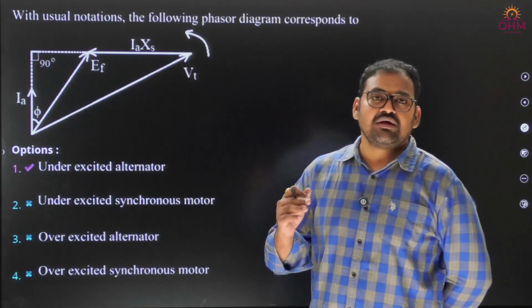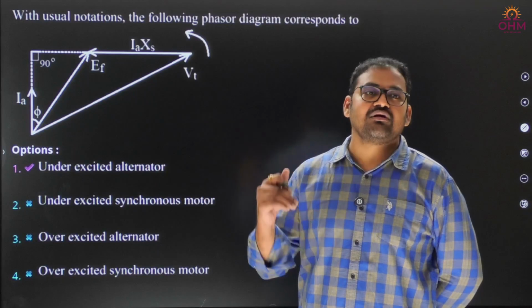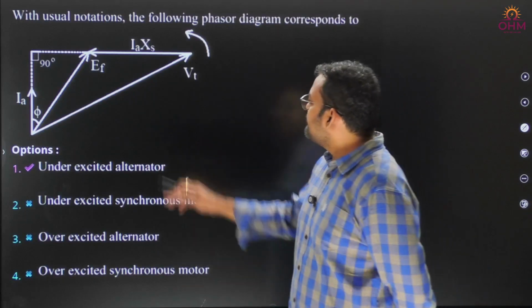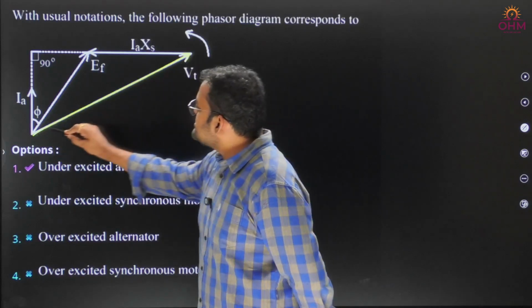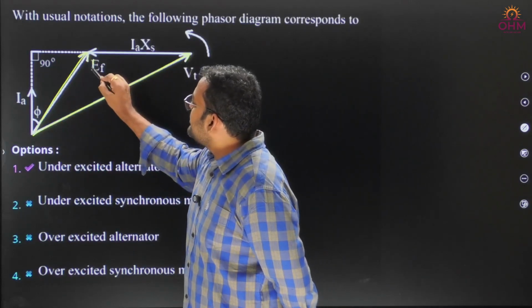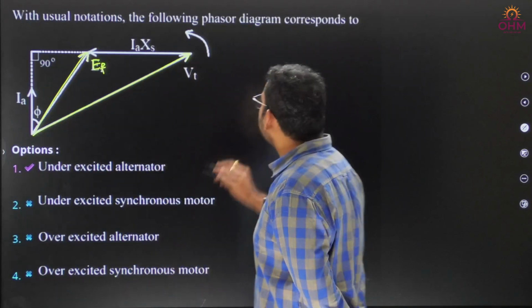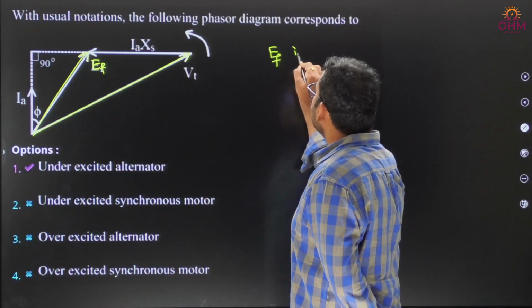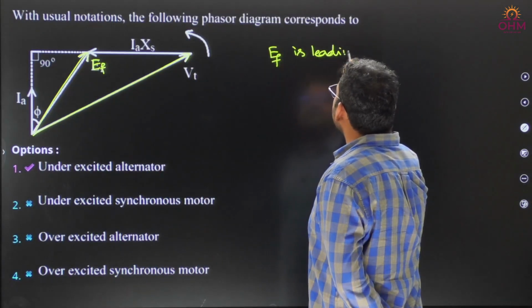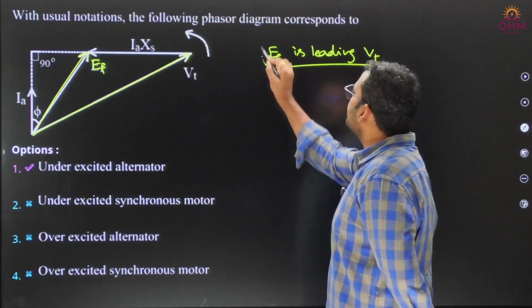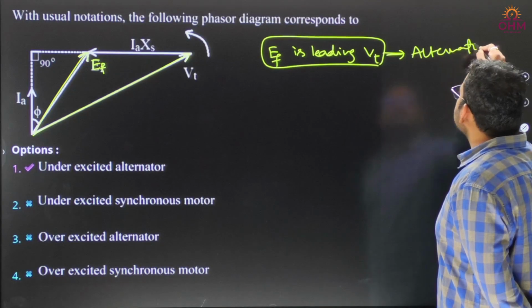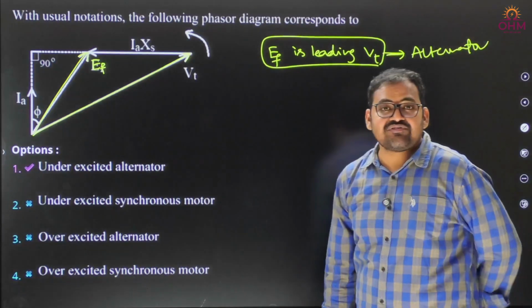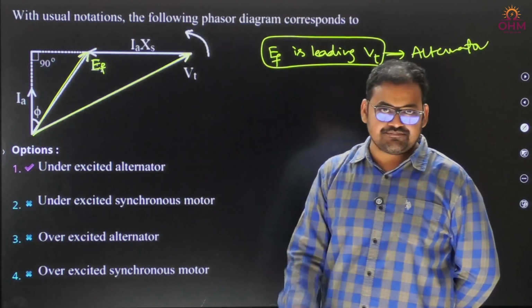Yes, based on EF leading VT or lagging VT. If you look at the diagram carefully, this is VT, guys, and this is EF. So easily we can conclude that EF is leading VT, right? EF is leading VT means definitely this is an alternator. Only in generator EF will lead VT. Suppose if it is motor, EF will lag VT.